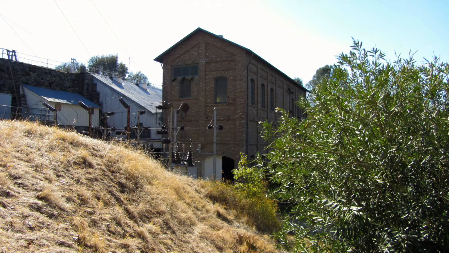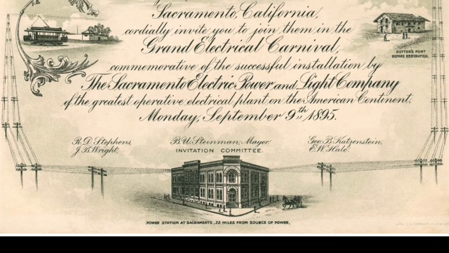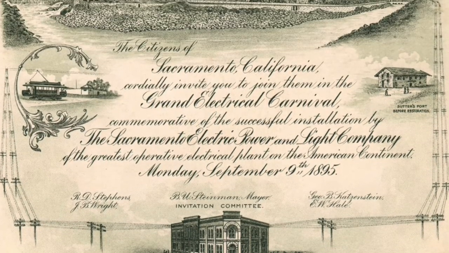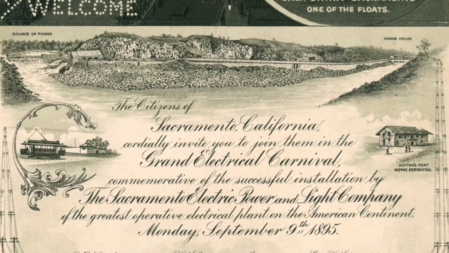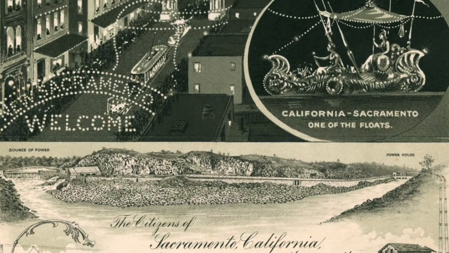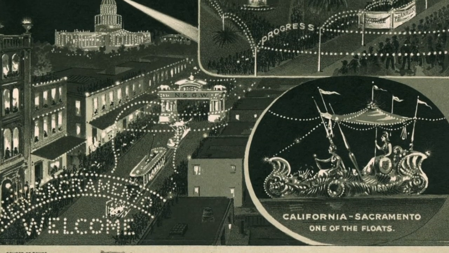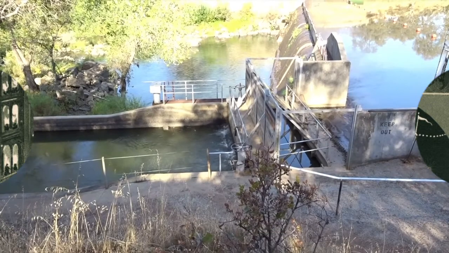On the morning of July 13, 1895, power was received in Sacramento Station A. On September 9th, California's admission day into the Union, a grand electric carnival was held. As for Folsom Prison, it was the first California state prison to receive electric power.